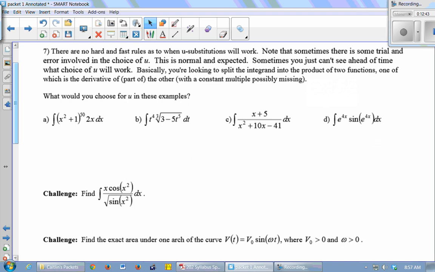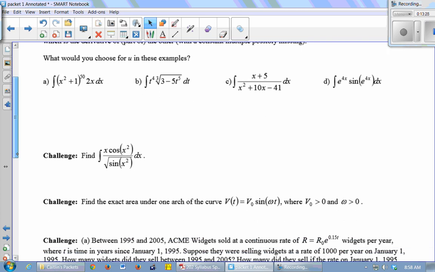There are no hard and fast rules as to when a u substitution will work. Sometimes there's trial and error involved in the choice of u. It's normal and expected. It can be frustrating, but it doesn't mean that you should give up if your first choice of u doesn't work. Sometimes you really just can't see ahead of time what choice of u will work. Basically, you're looking to split the integrand into the product of two functions, one of which is the derivative of part of the other, possibly differing by a constant multiple. So you're looking for a function whose derivative also shows up, but it might be off by a constant multiple, and that's okay.